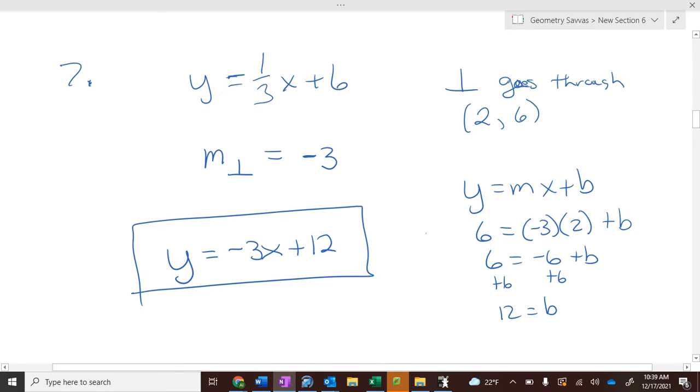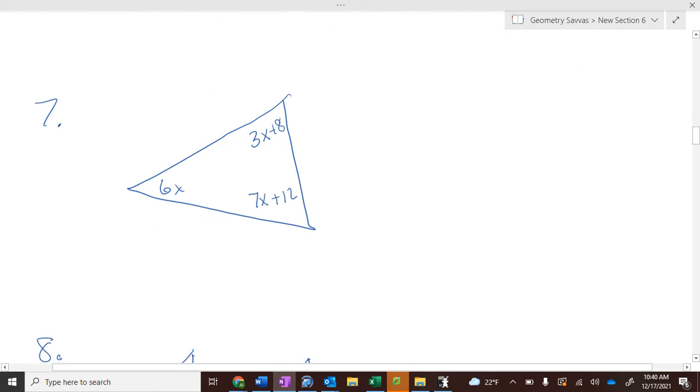Now, some of these are multiple choice, so it'll have answers on there, so you can just kind of plug in numbers to see which ones work.